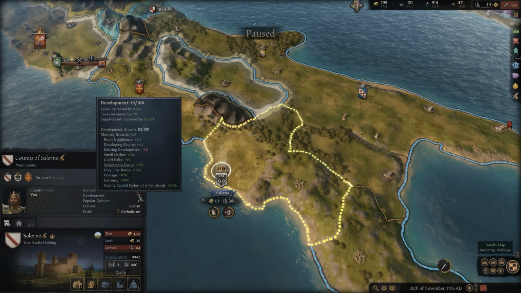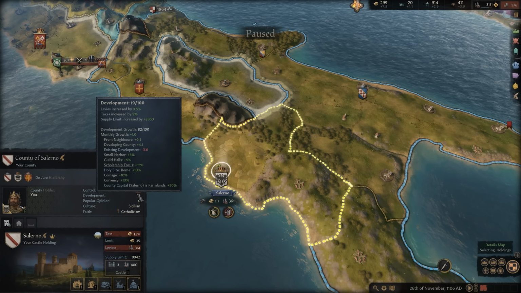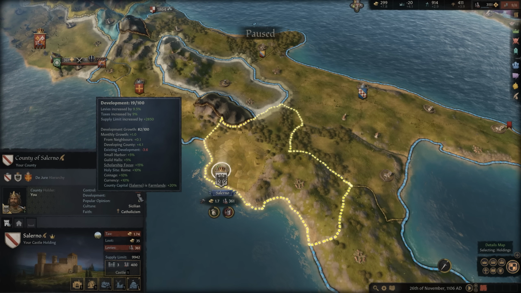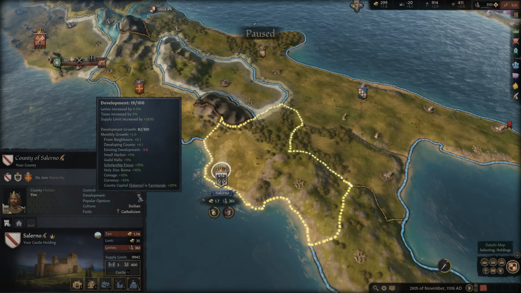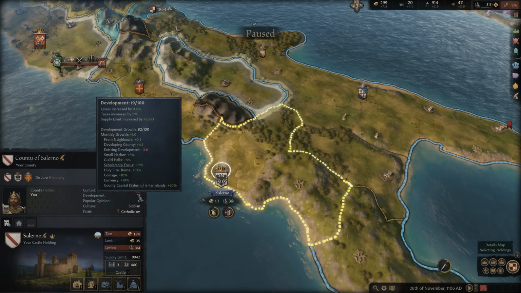And this is super important too, because obviously if you want your armies to range far and wide, or you have people attacking your lands, the supply limit is very crucial. Levies and taxes, of course, are kind of self-explanatory.